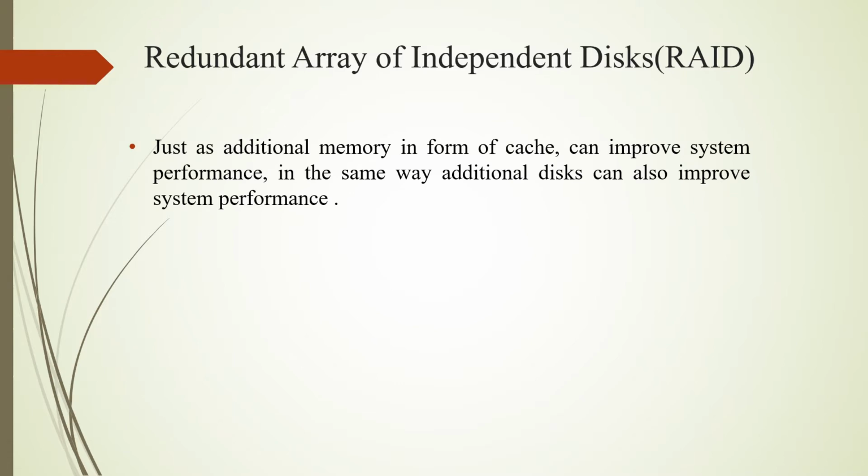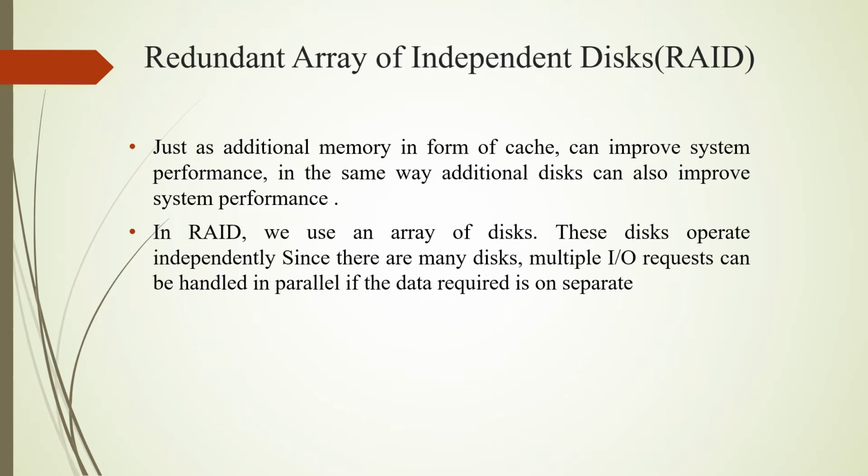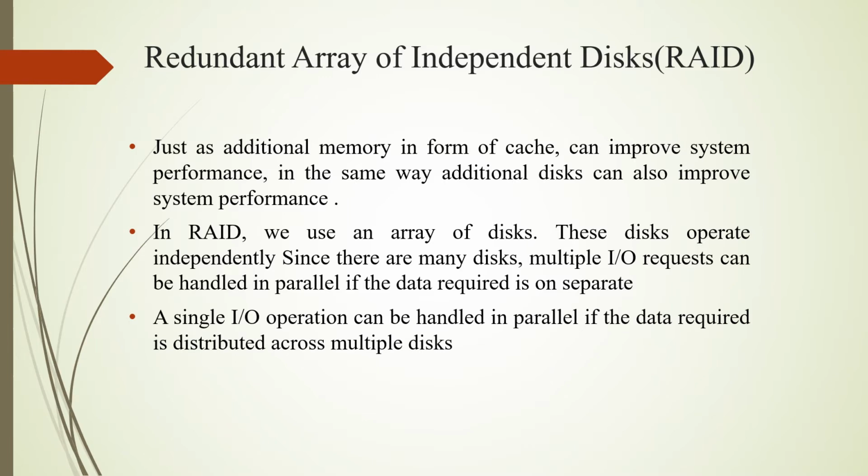As we know already, an additional memory is required in order to speed up the operation of the processor, that is cache. In the same way, to improve the system performance, we need an additional disk. In RAID, we use an array of disks. These disks operate independently. Since there are many disks, multiple I/O requests can be handled in parallel if the data required is on separate disks. A single I/O operation can be handled in parallel if the data required is distributed across multiple disks.